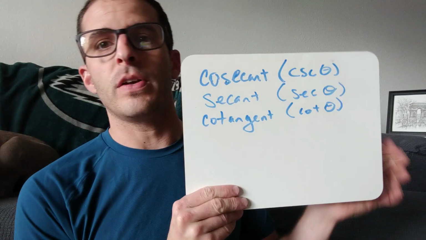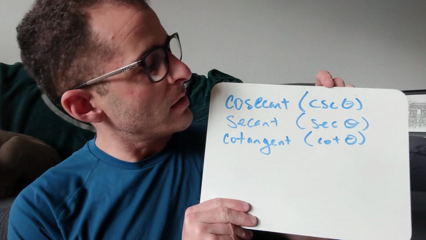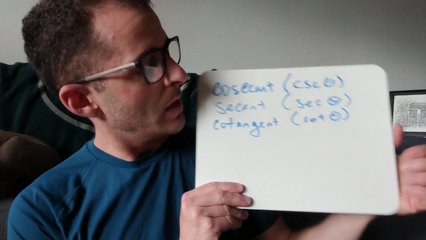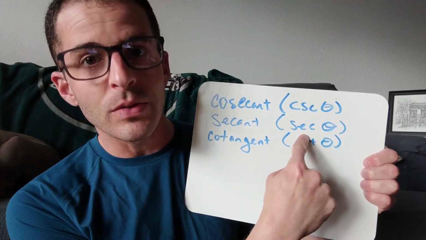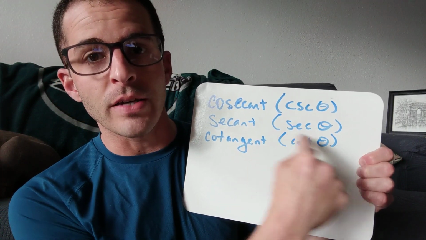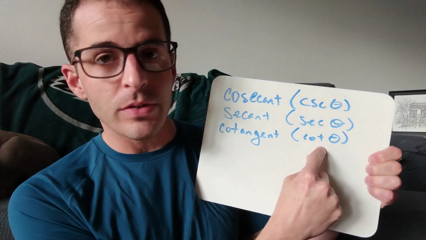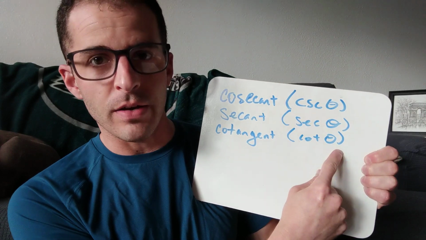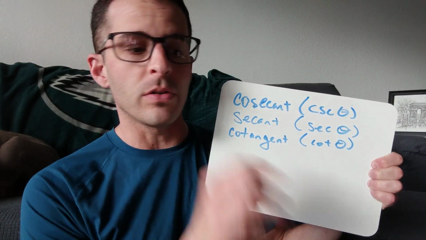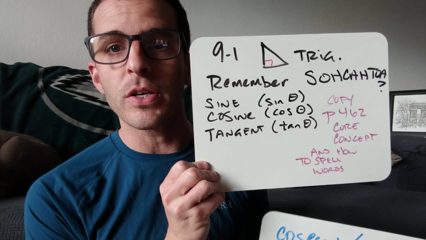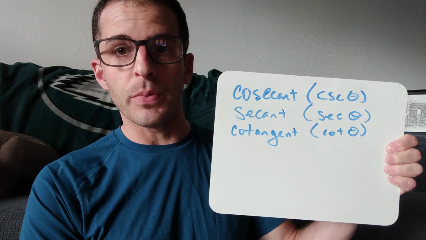the new stuff is, and it's pronounced, so say it with me, cosecant, and we write CSC of theta. Secant, SEC of theta. We don't say sec, we say secant, but we write SEC, theta. And cotan, COT, we don't say cot, we say cotan, theta. Okay, so that's the new stuff. And you'll notice that these are the reciprocals of the previous three functions that you should remember from geometry. Okay, and it's just the reciprocal.